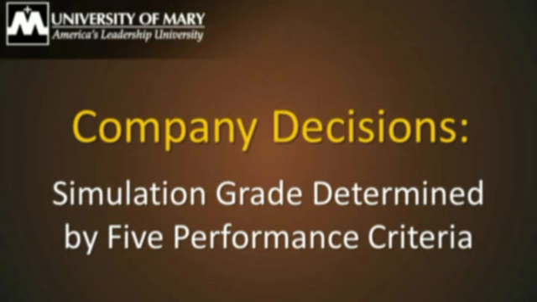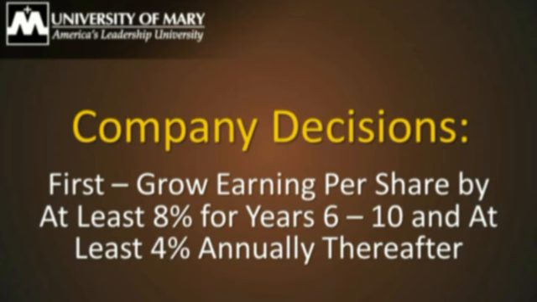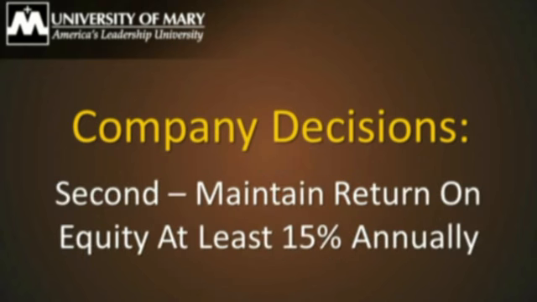The company simulation grade is determined based on your ability to meet or exceed 5 performance criteria. The first includes growing earnings per share by at least 8% annually from years 6 through 10 and at least 4% annually thereafter. The second is maintaining a return on equity investment of at least 15% or more annually. All companies will start with a 17% return on equity investment in year 5.